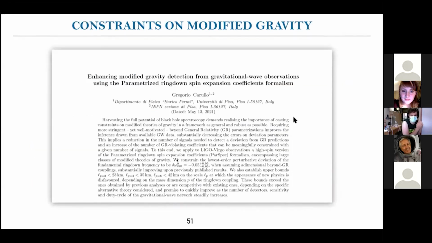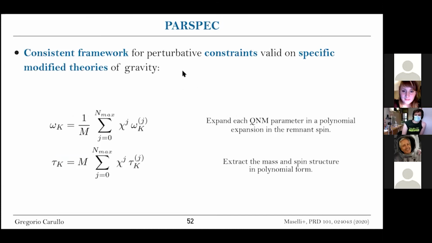And so in a recent paper, which has now been accepted by PRD, I tried to project these constraints on specific theories of gravity. And the trick to do this is to essentially assume a perturbative expansion. So this was a framework introduced by Masselli et al. And if you do it in a perturbative way, then you have a consistent framework with which you can constrain specific modified theories of gravity.